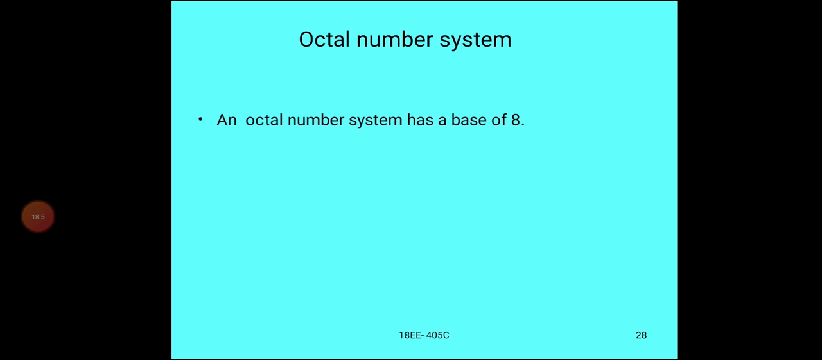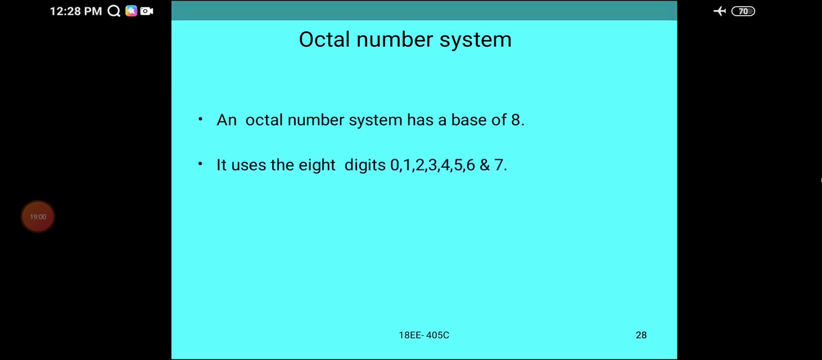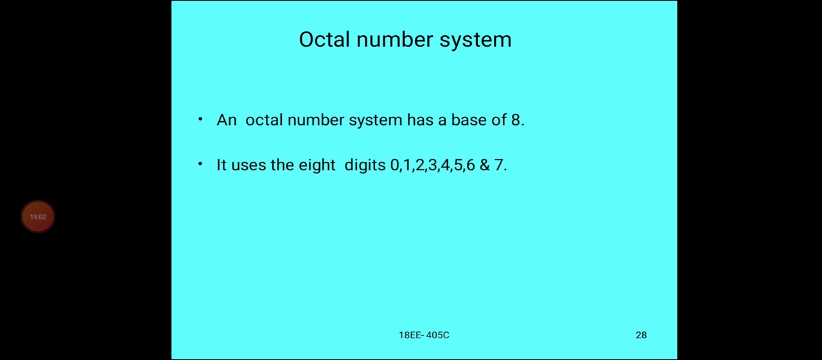Octal number system. An octal number system has a base of 8. It uses 8 digits: 0, 1, 2, 3, 4, 5, 6 and 7. From 0 to 7, total 8.